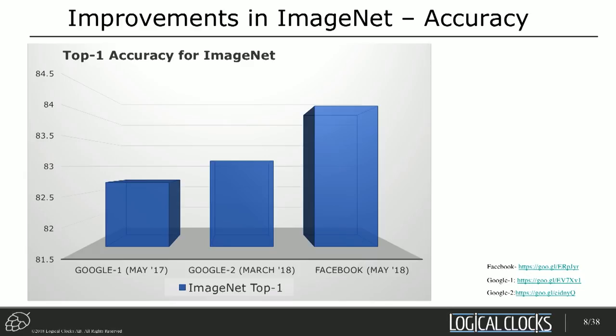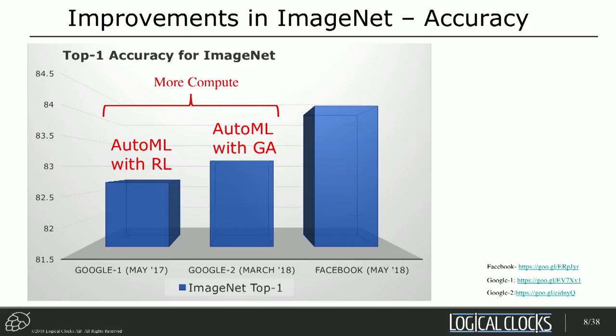They had a very interesting paper called Neural Architecture Search, where they use reinforcement learning and lots and lots of compute to generate a better model than the best experts could generate. And they improved the state of the art in ImageNet. Then earlier this year, in March, they improved on this again, but they used genetic algorithms instead of reinforcement learning. Facebook took a different approach to improving the state of the art.